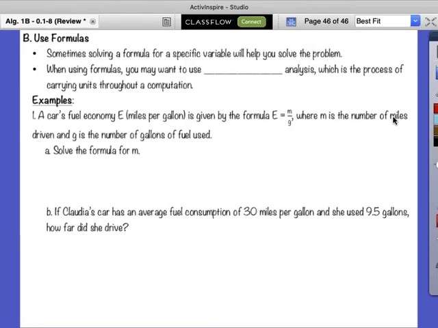Using formulas. Sometimes solving a formula for a specific variable will help you solve the problem, kind of like we just did. When using formulas, sometimes we want to use this thing called dimensional analysis. You might have heard it called unit analysis. Has anyone heard of this before, maybe in science class?